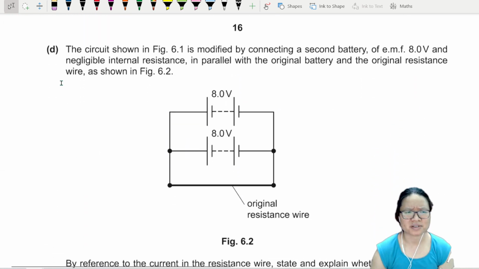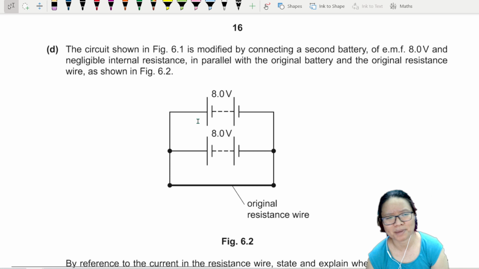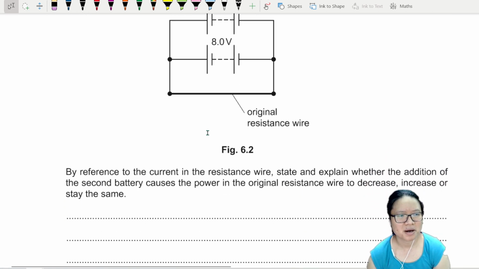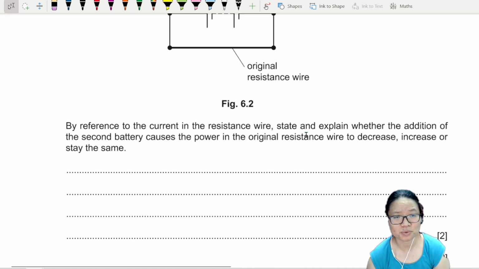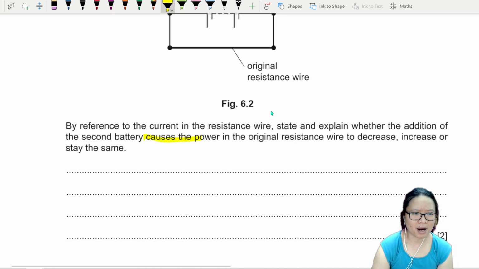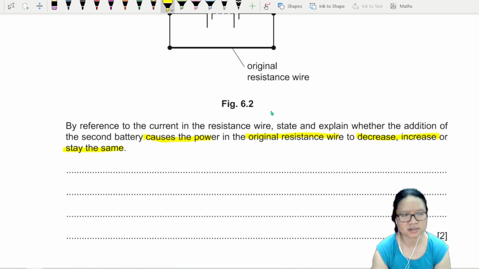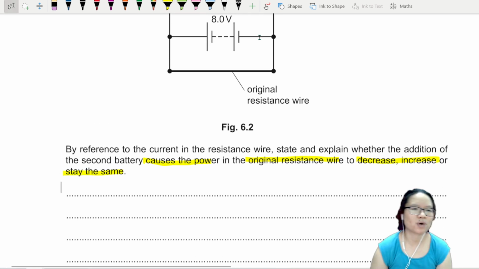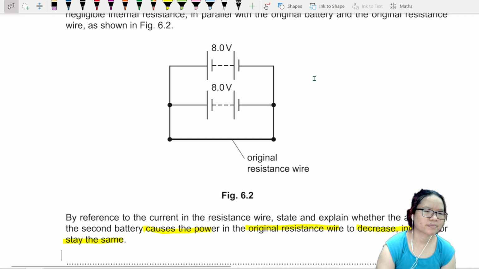Okay, now we have the same circuit. We just add another battery because the battery is lonely. By reference to the current in the resistance wire, state and explain whether the addition of a second battery causes the power in the original resistance wire to increase, decrease, or stay the same. So now we don't change the wire, we just add a battery. Interesting.